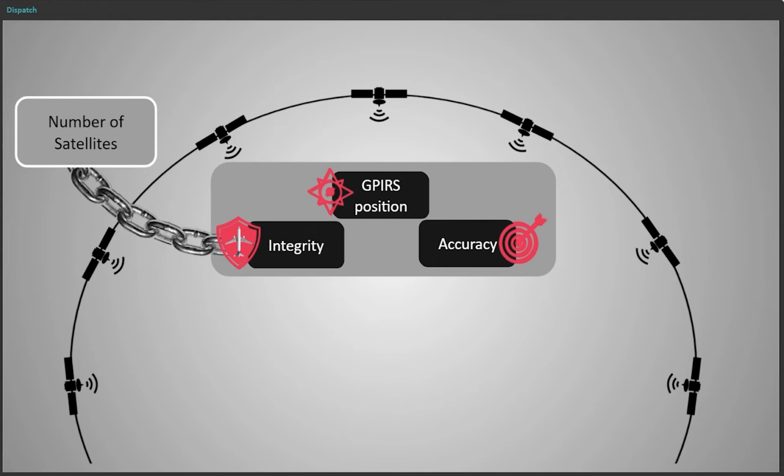The GPIRS integrity is a direct function of the number of satellites of the GNSS constellation in view of the aircraft.